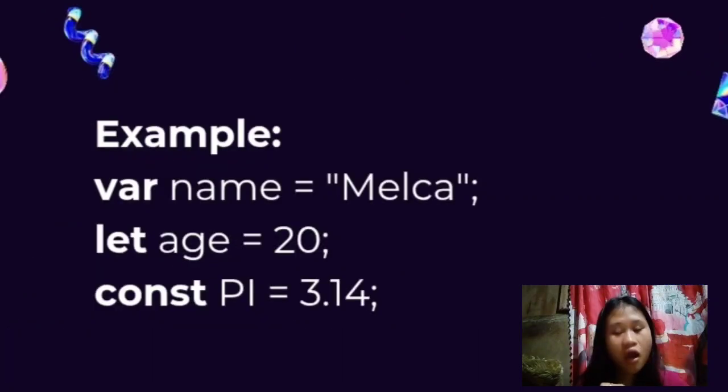Like for example, var name equals Melka, and then let age equals 20. So, const pi equals 3.14. Ang const pi kay dili man gyud na siya pwede usbon. So, this shows how each keyword is used. Var stores a name. Ang let stores a changing value like age. Pwede man nato usbon ang age. And then ang const stores a fixed value like pi. So, unsa may mahitabo if usbon nato ang const? Mag-error siya. So, now let's proceed to the next page.